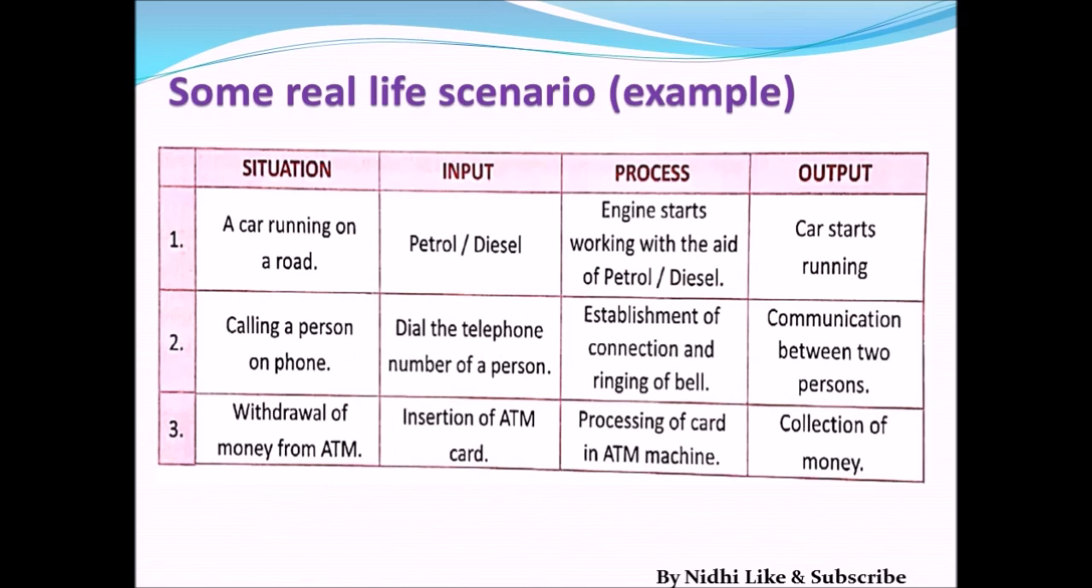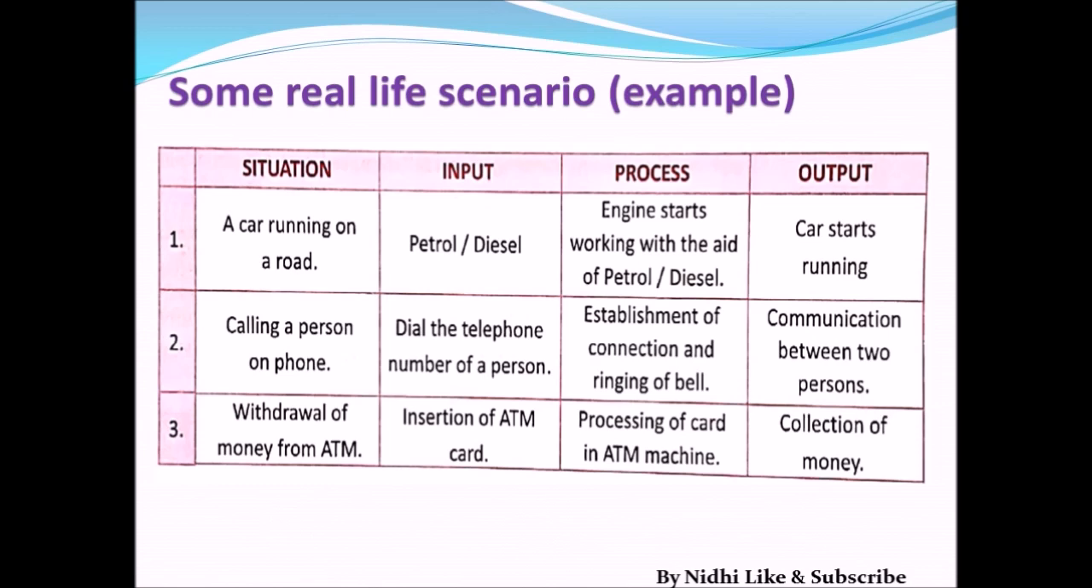Second situation, calling a person on phone. Here dialing the telephone number of a person is the input, establishing the connection and ringing of the bell is the processing, and the communication established between two people is the output. Third one is withdrawal of money from an ATM. Insertion of the ATM card is the input, and then processing of the card in the ATM machine on the basis of certain rules, such as whether the card number is correct or not. And the output will be the collection of money. So these are the real life scenarios where we can find input, processing and output.